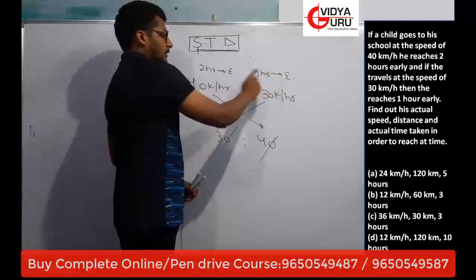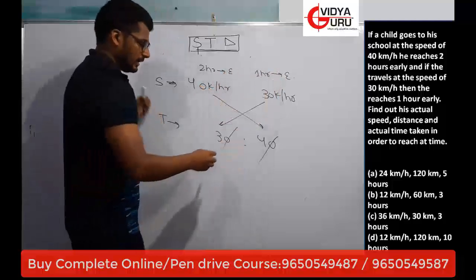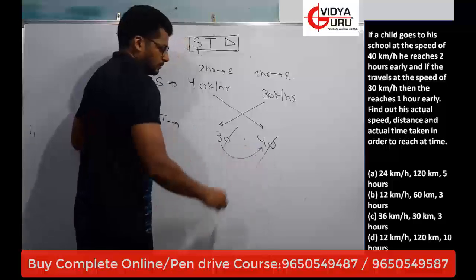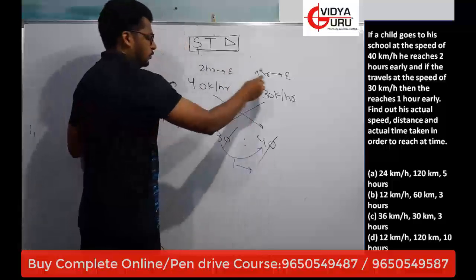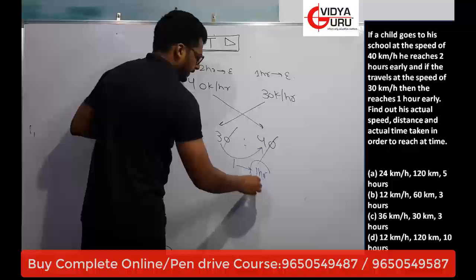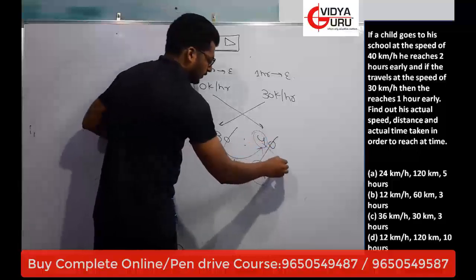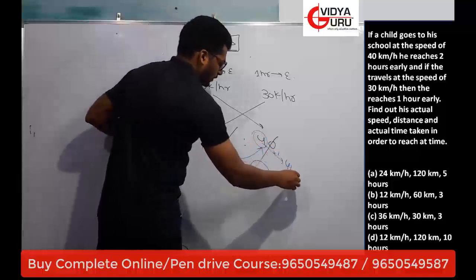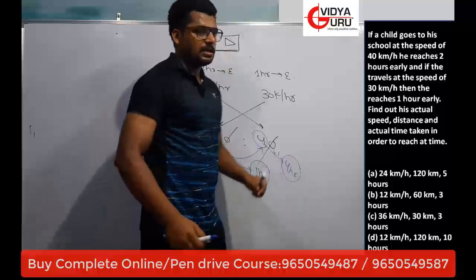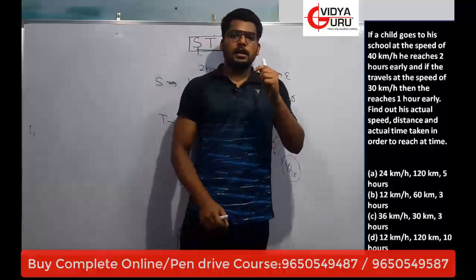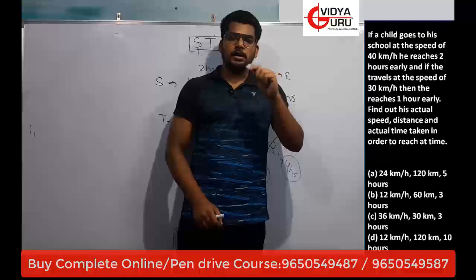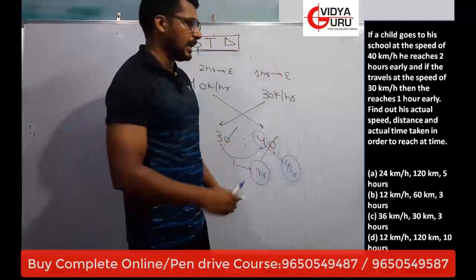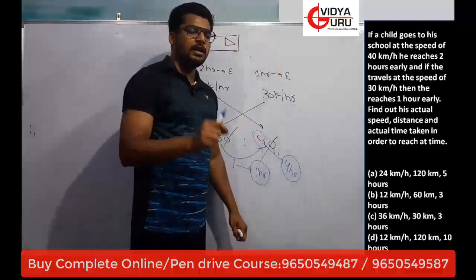Now it is the same case, early and early, so the time will be subtracted. How much late is he? By 1, actually 2 minus 1, which is 1 hour. The value of 1 will be 1 hour, so 4 will be 4 hours. So what is the question asking? Find the distance, the correct time to reach school, and the correct speed at which he reaches school on time.